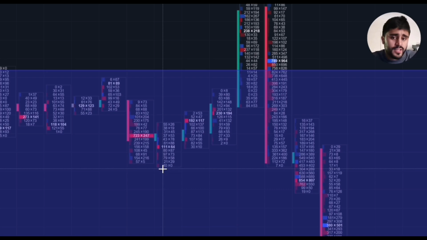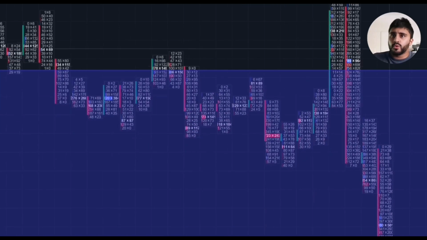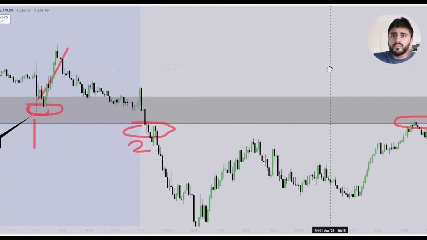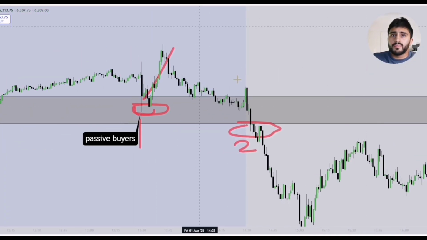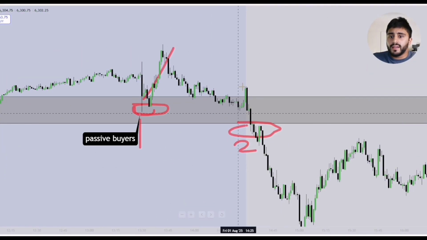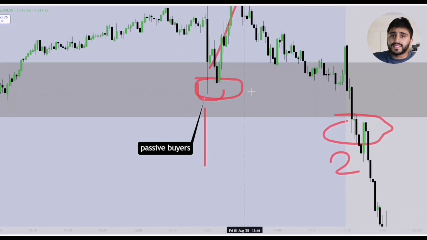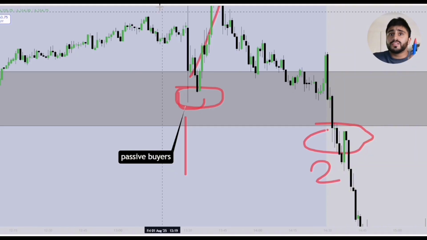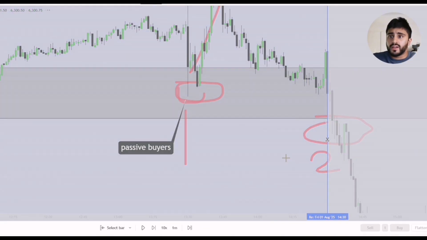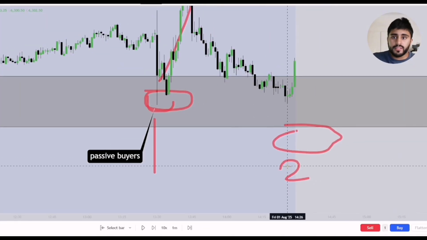When you're looking for a change in state of delivery, you want to see a change from demand to supply. So what do I mean by that? Initially, let me just clear the charts up a little bit. We had a lot of demand over here. We saw these aggressive sellers failing, which means there was demand for higher prices. Let's get this straight.